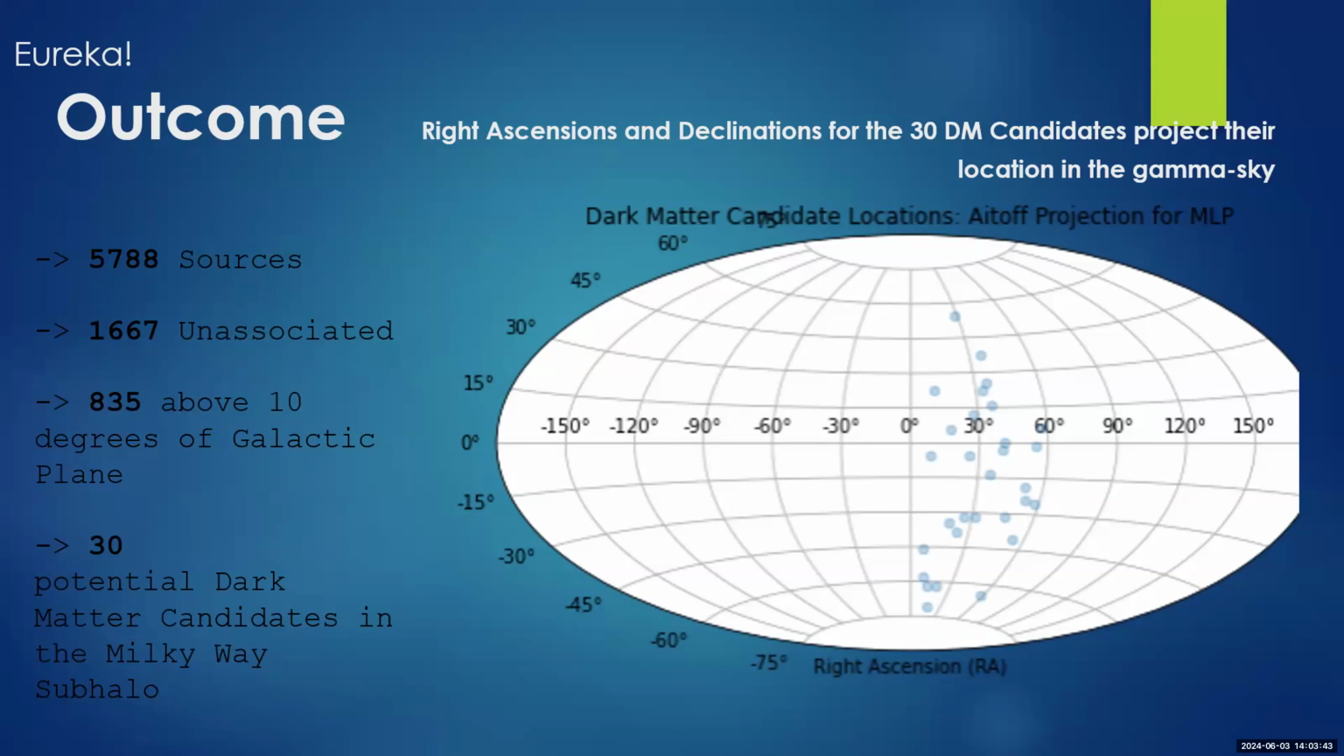So on the Fermi LAT catalog's fourth increment, there were 5,788 sources that were associated with a known gamma ray source, and 1,667 unassociated. That's a big number, that's not good. So I basically chose the ones that are above 10 degrees of the galactic plane, or almost extragalactic. Out of those, I could classify 30 using my model as potential dark matter candidates that have the flux density within this dark matter annihilation range and the gamma rays correspond. This is the data projection.